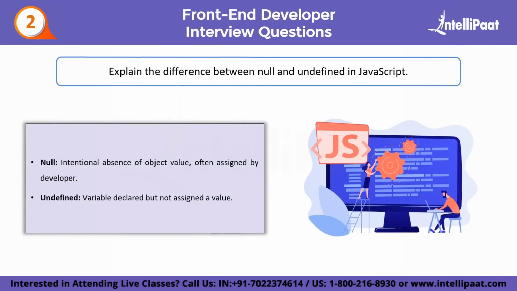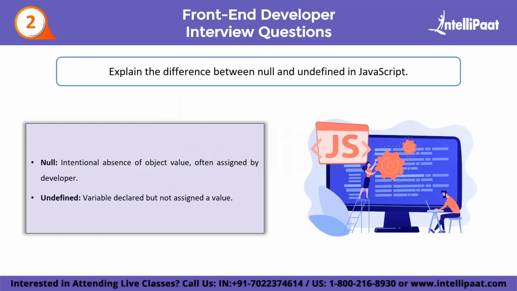Moving on to the next question. Explain the difference between null and undefined in JavaScript. The answer to this question would be, null in JavaScript is a special value which indicates the absence of any value or object. Developers often use this null to intentionally represent that a variable or object doesn't have a meaningful value yet, or that it doesn't even exist.